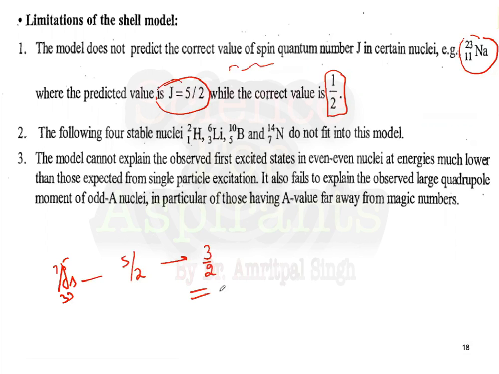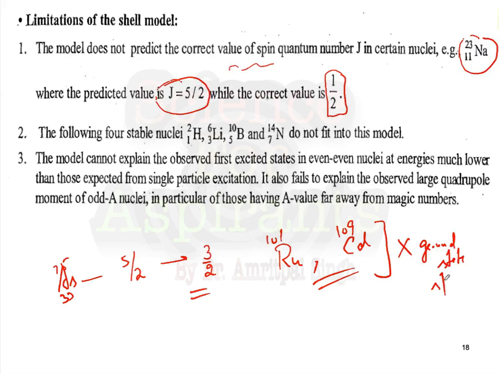There are many other nuclei, like rubidium, Ru101, and cadmium 109, where the shell model failed to explain their correct ground state spin. Although in the majority of cases, in 90% of the cases, the shell model successfully explained the ground state spin and parity of the nuclei.